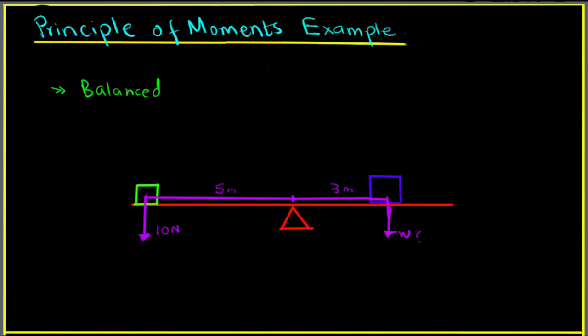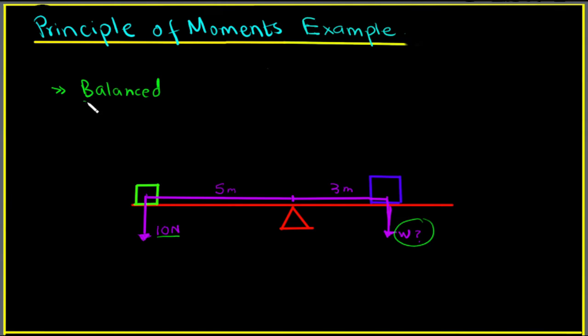So first, the observation that we can make from here is that it is a balanced state, and we can see that there's a green box and there's a blue box, and the weight of the green box is already provided, which is 10 newtons, and the weight of the blue box is not known, so we have to find the weight of the blue box in this scenario, and then we're also given the distances of the boxes from the pivot position, right?